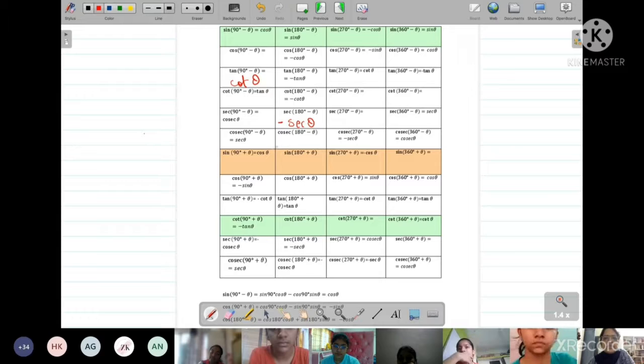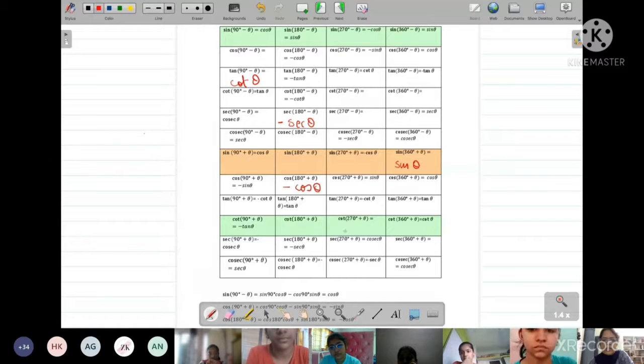Now I come to sine of 360 plus theta. For 360, again the function remains the same. Which quadrant? First quadrant. And what will this be equal to? Sine theta. Very good. Now say cos of 180 plus theta. Third quadrant, and minus cos theta. Minus cos theta. Very good.